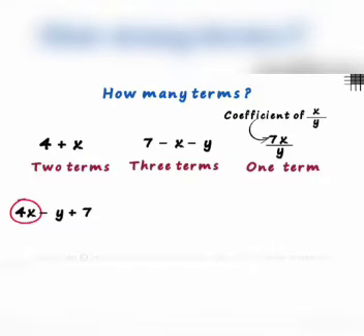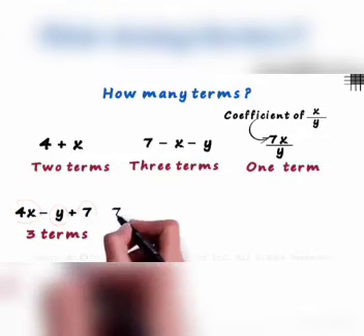4x is just one term since it involves multiplication. Y and 7 are the other terms which are separated by a minus and a plus sign. So this expression has three terms in all, 4x, y and 7.